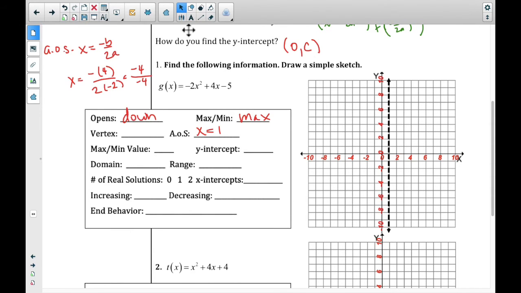Now, for my vertex, I take that number, and that becomes my x value. But then I take that number to find my y value. I take that number and I plug it in.